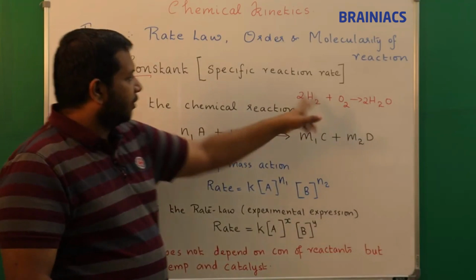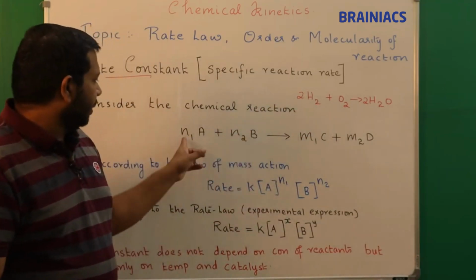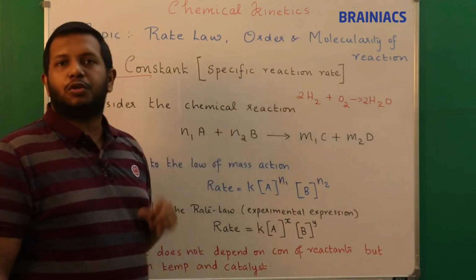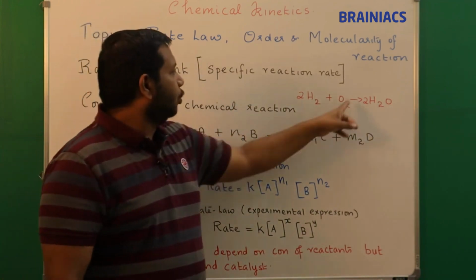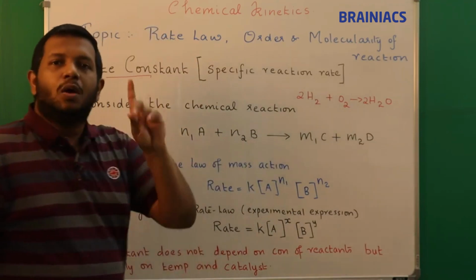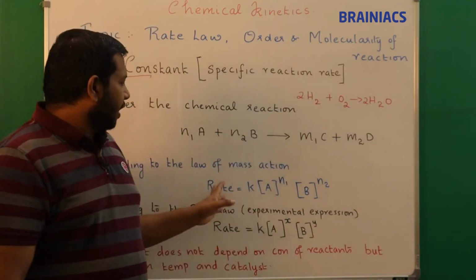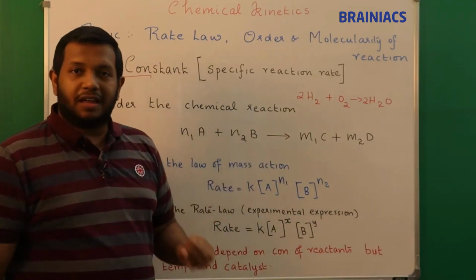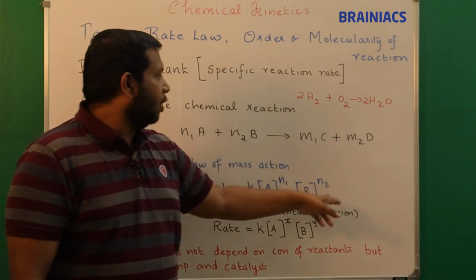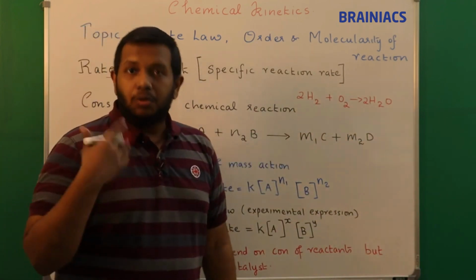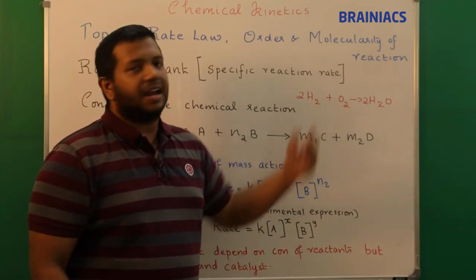So as per this equation, I am taking n1 as the coefficient of H2, so n1 is 2. Here B is O2, so the coefficient n2 is 1 actually. This is the balanced chemical equation. Now when I write the rate law as per the law of mass action, n1 will become 2 and n2 will become 1. Now suppose another person balances this chemical reaction in another way.